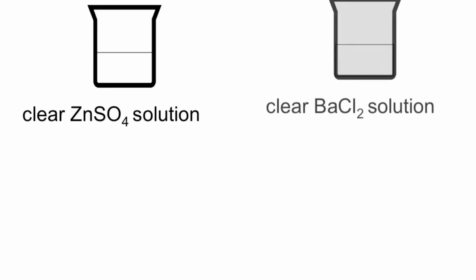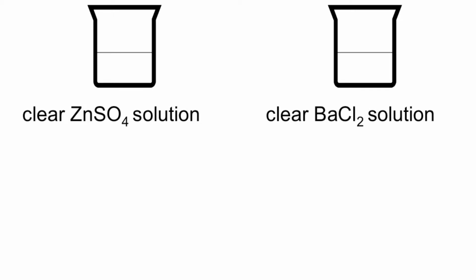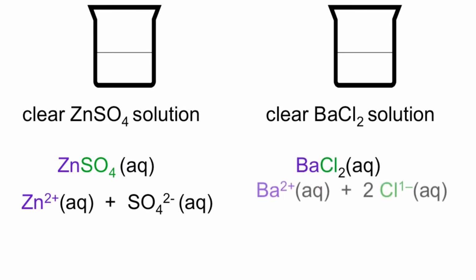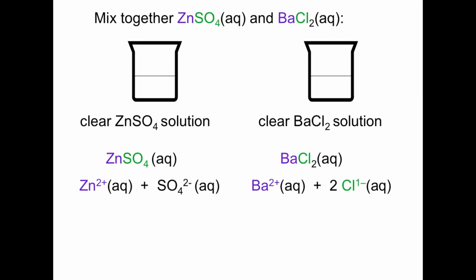So let's mix together some zinc sulfate and barium chloride, both clear solutions. And when you combine them together, what happens? Zinc sulfate splits apart, barium chloride splits apart. That's what's happening in those beakers.